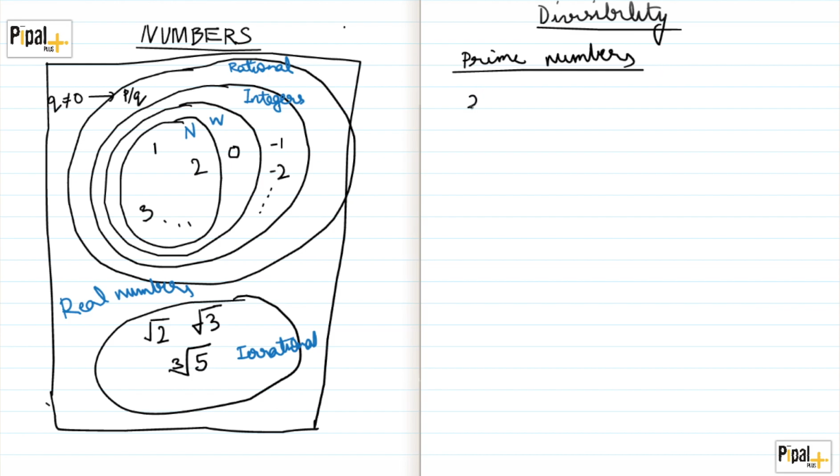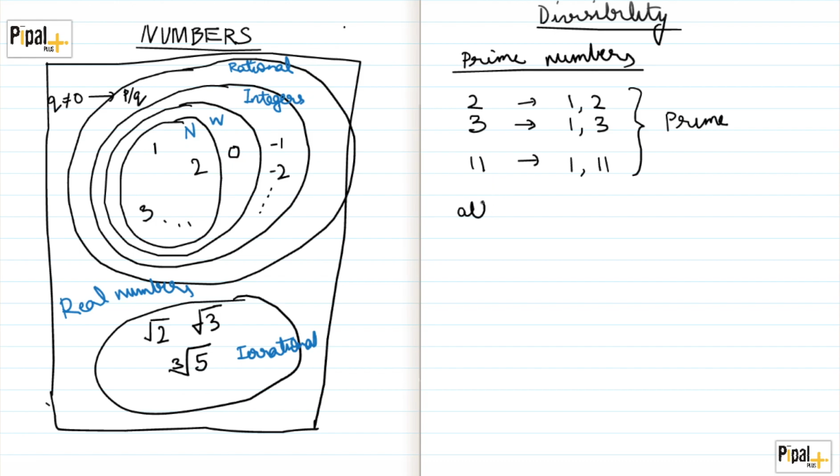So let's take the example 2, which is the smallest prime. Now the factors of 2 are 1 and 2 itself. Similarly, you look at 3. 3 is divisible only by 1 and itself. You look at 11. 11 is divisible by only 1 and itself. So all of these are prime numbers. Right? Now we've talked about the special status of 1. So 1 is neither prime nor composite. All the numbers which are not prime and which are not 1 are composite numbers, right?